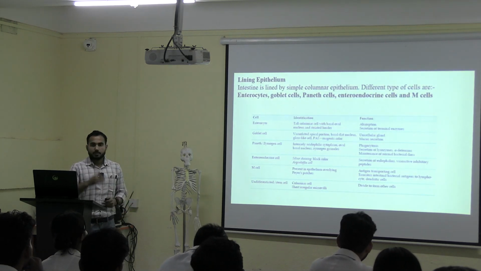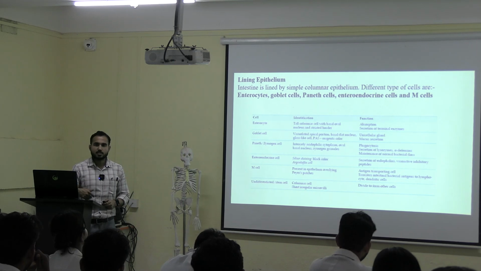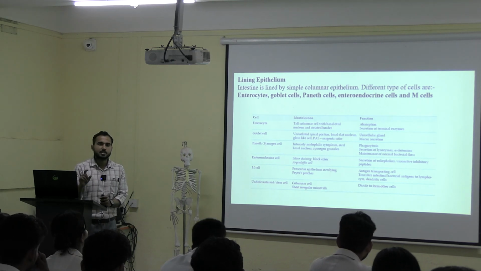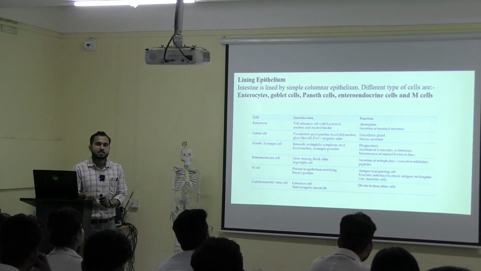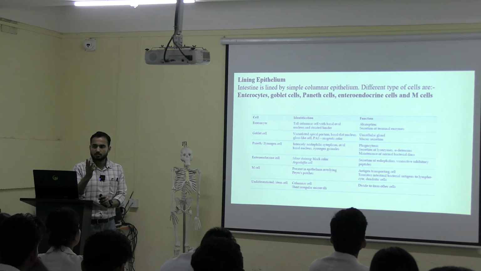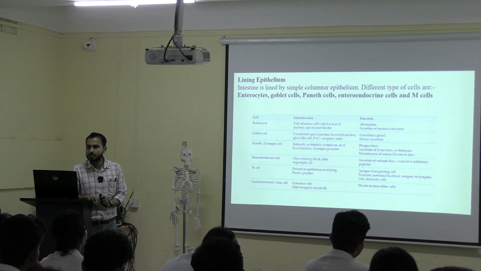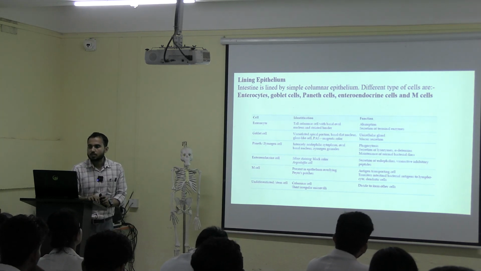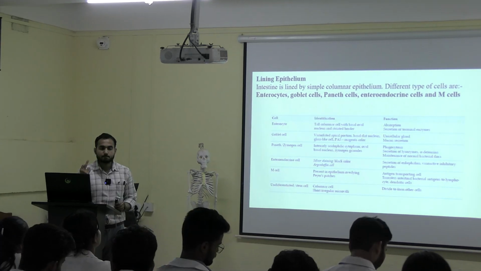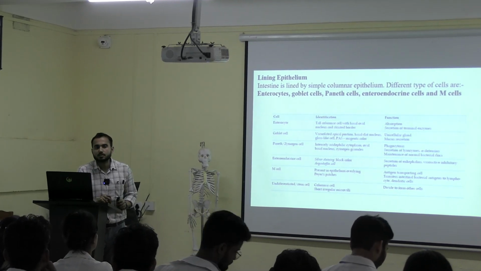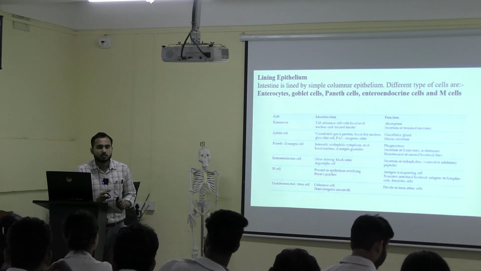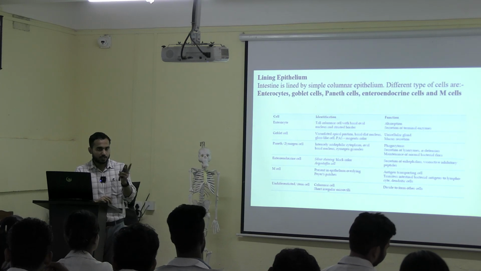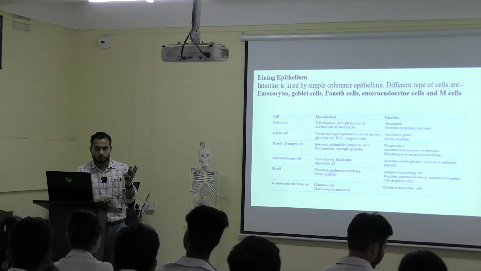Okay, now we have to go one by one, layer wise. In mucosa, what is the first layer? You know that mucosa is made up of three distinct layers. How many layers are there in the mucosa? Three layers. What are they? First is lining epithelium, lamina propria, and muscularis mucosae.